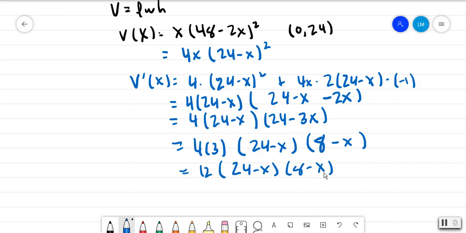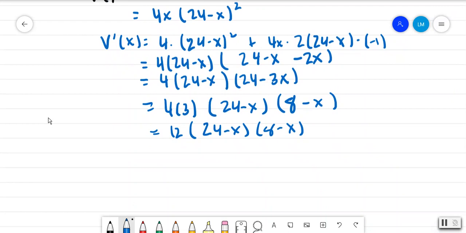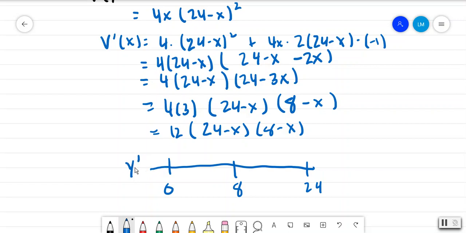Now, essentially, if we go ahead and set up an interval line test, we can determine whether 8 is the maximum or not. So essentially, this is the volume, and we're going to check to see what happens if you plug in 1, and plug in 10.